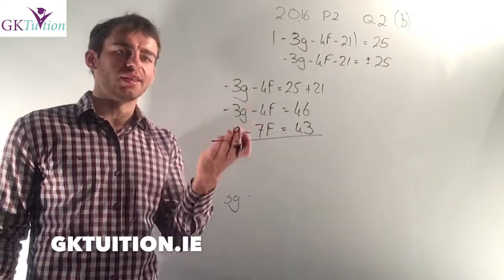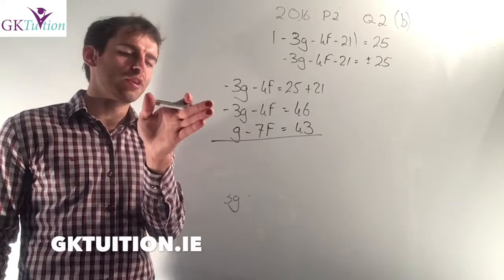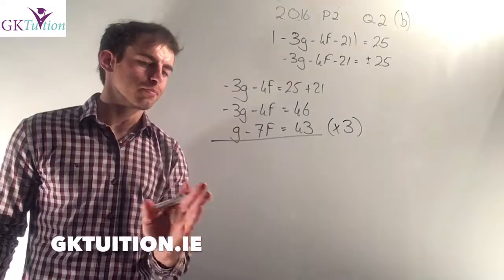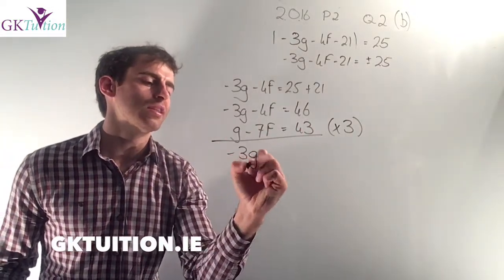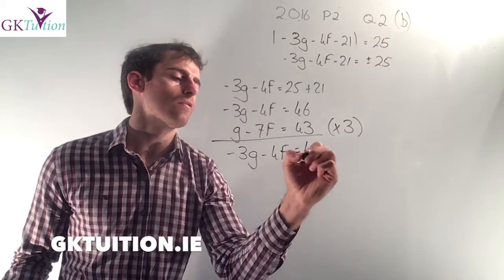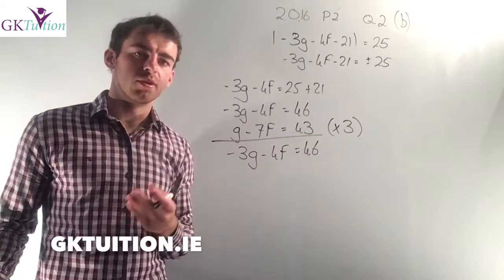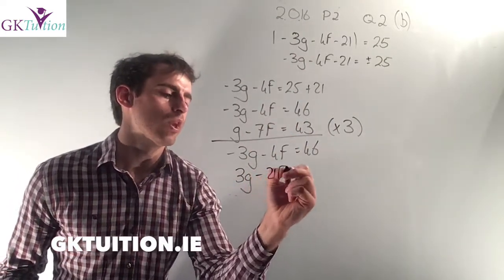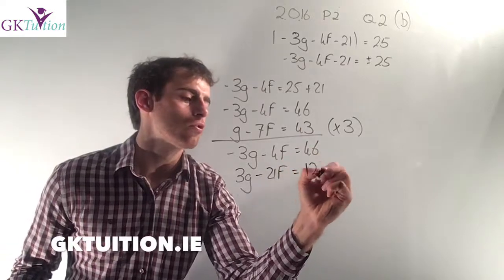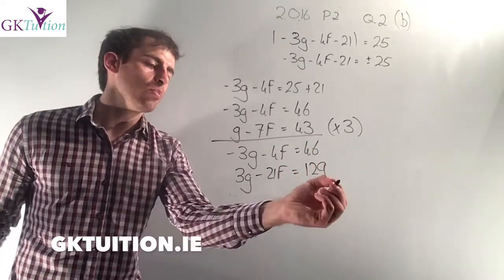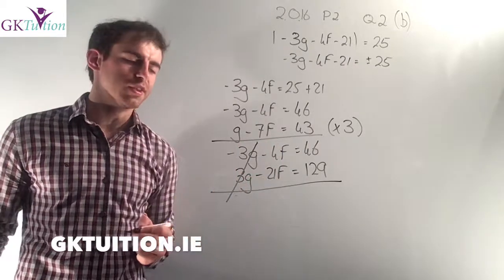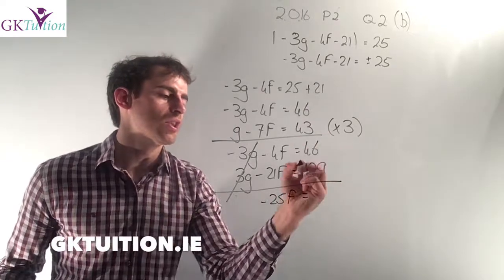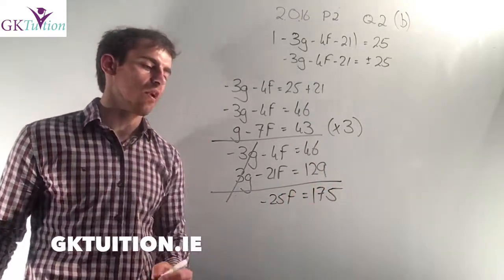In this case, the easiest thing to do is to get rid of the g's. If I have a minus 3g on the top, I want to have a plus 3g on the bottom, so I'm going to multiply the bottom line by 3. So my top line stays the exact same, minus 3g minus 4f is equal to 46, and my bottom line I'm going to multiply by 3. 3 by g is plus 3g, 3 by minus 7f is minus 21f, and 3 by 43 is 129. So now if I add both of my lines together, minus 3 plus 3 is 0, minus 4 minus 21 is minus 25f, and 46 plus 129 is 175.